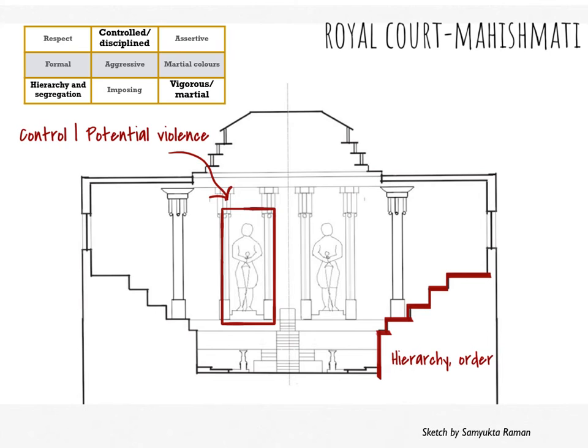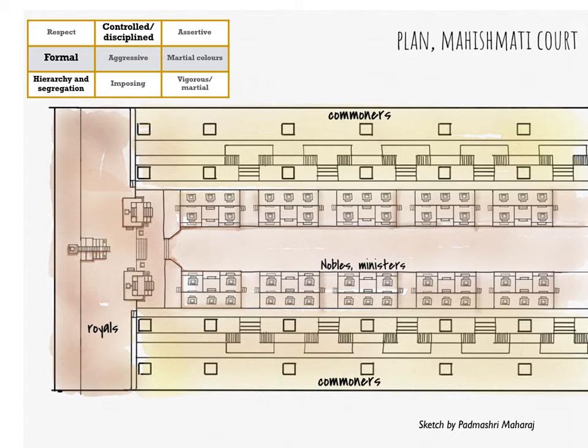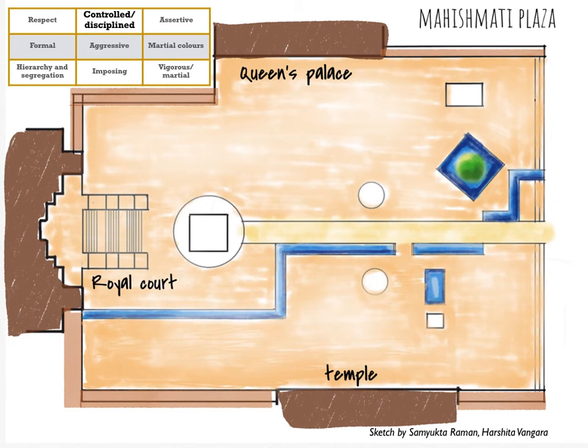Section through the court of Mahishmati. The enormous volume evokes awe, and colossal statues of armed men remind us of discipline and control. In plan, we observe that each category of people is strictly segregated. There is a formal order of seating. From the plaza, the royal court is closed off without any scope of interaction.